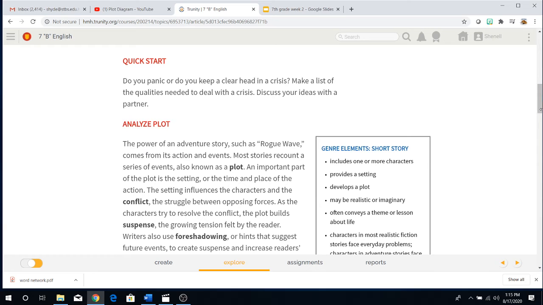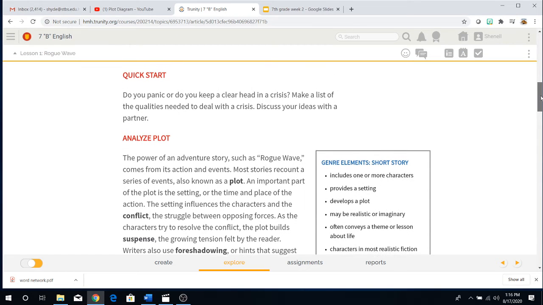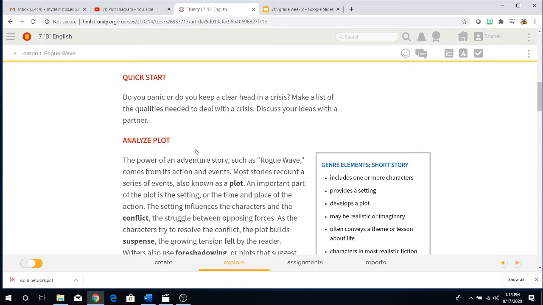All right, first we have our quick start activity. In our quick start activity, we have a question, and this is for you guys. Do you panic or do you keep a clear head in a crisis? It's basically asking you, what is your reaction when something goes wrong? When it's something that could be or is out of your control, how do you handle that? And I want you to make a list of the qualities needed to deal with a crisis. You can discuss this with your parents, or you can do it with an aunt or an uncle, your older siblings. Really sit down and discuss what type of qualities a person needs to have to be able to deal with a crisis.